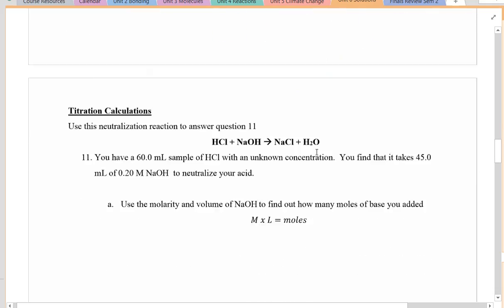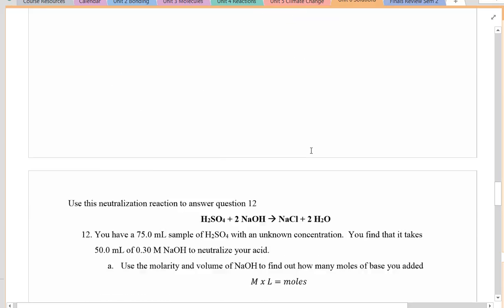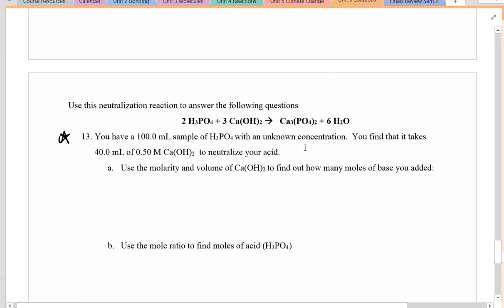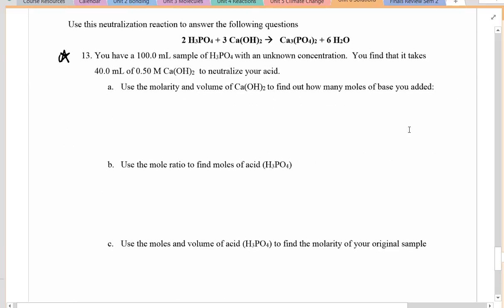All right, so let's scroll on some more and look at problems 13 and 14, some neutralization ones. So this is a calculation where we're trying to figure out what the molarity of our acid is, and we know how much base it takes to neutralize our acid.